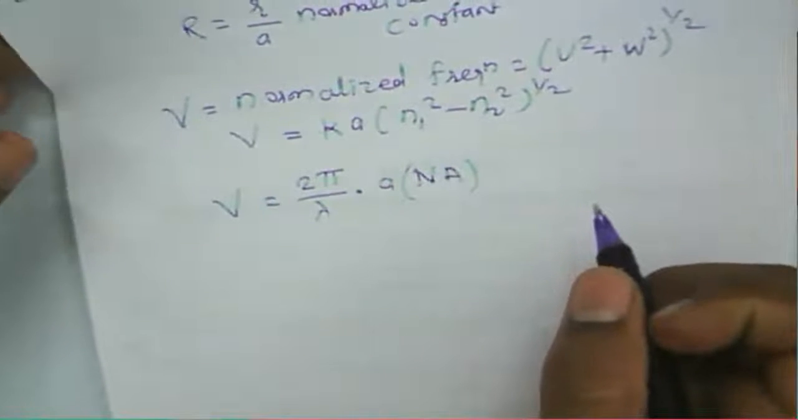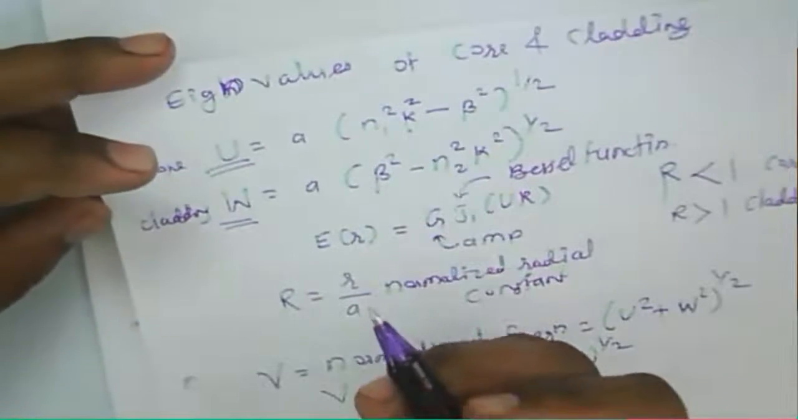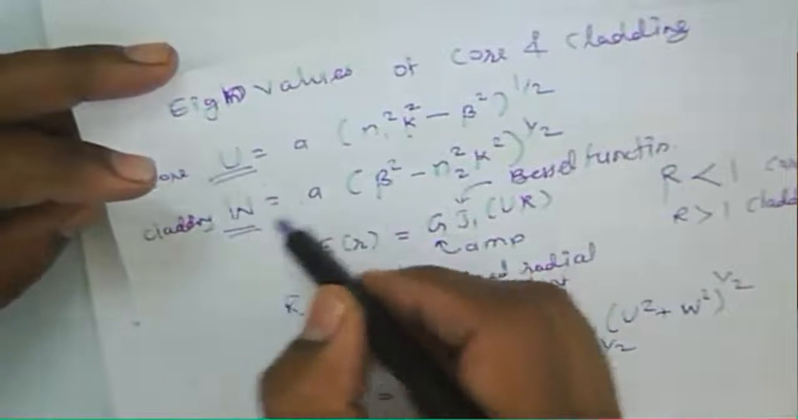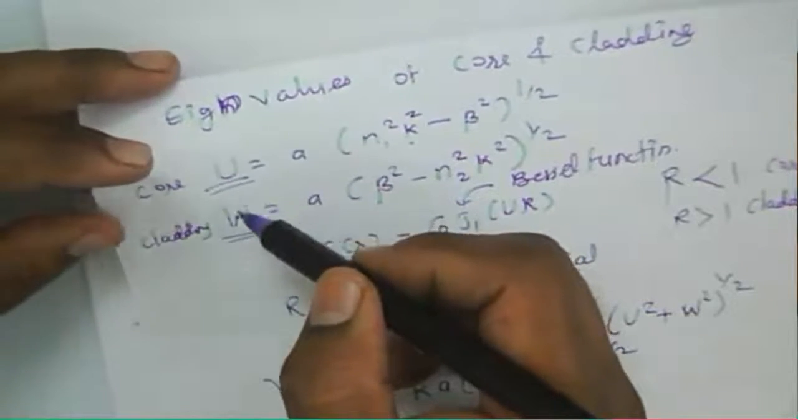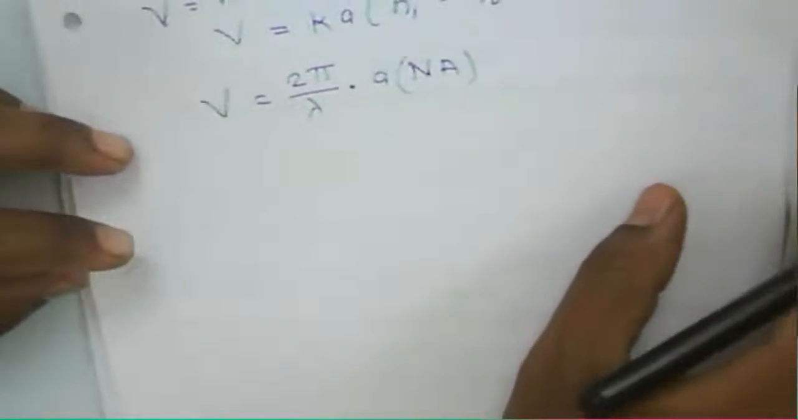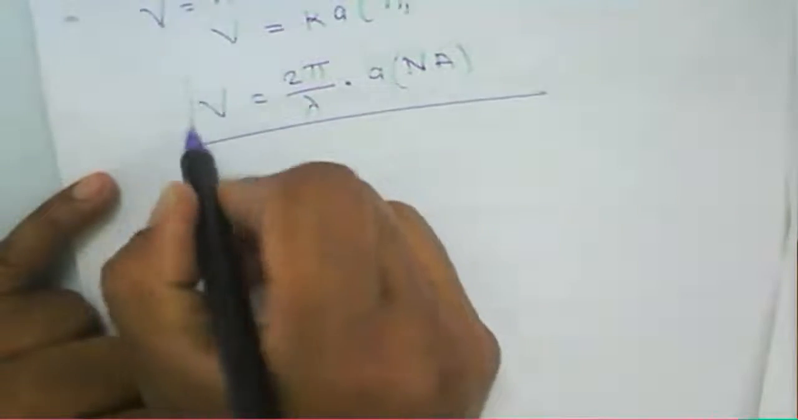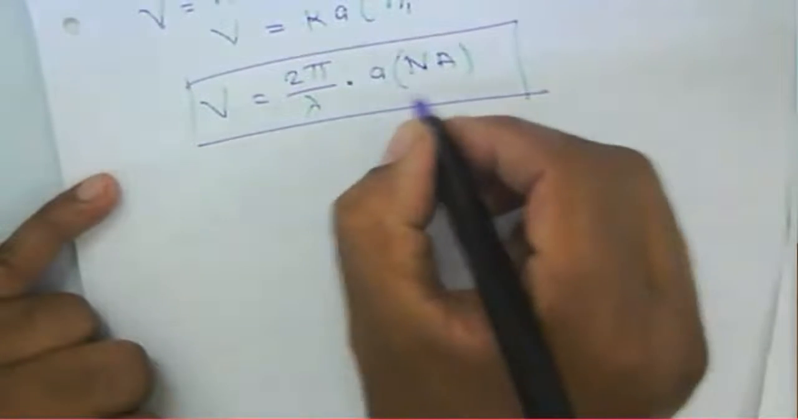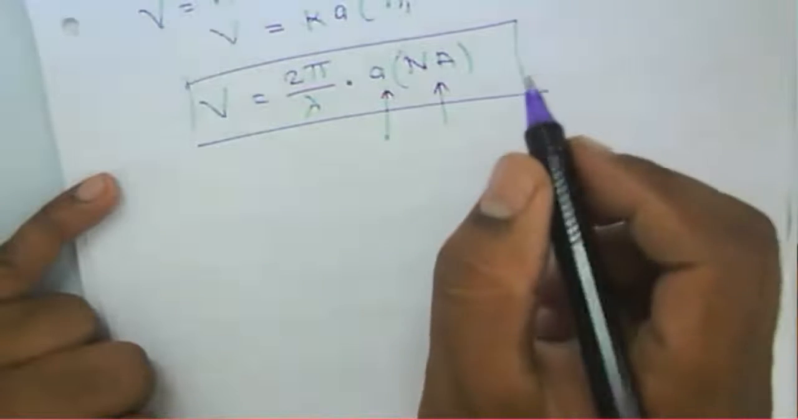And this u and w, these are the parameters for the core and cladding, and we can say that these particular parameters are called the decay phase parameter, or radial phase parameter, or radial propagation constant parameter for the core or for the cladding. So when your wave is propagating, the wave number depends upon the numerical aperture and the radius of this particular fiber.